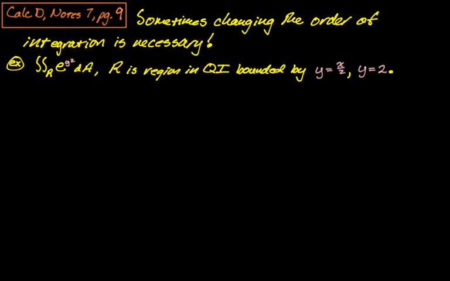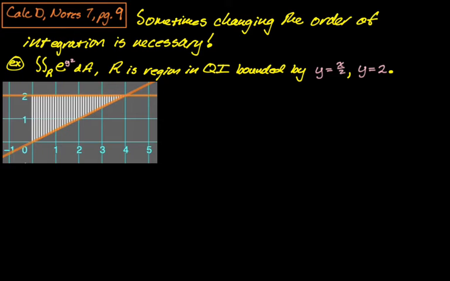So we want to integrate over the region R, e to the y squared dA. R is the region in quadrant 1 bounded by y equals x over 2 and y equals 2. It's going to be a triangle. So let's look at that. So this is our region. And here is the problem.